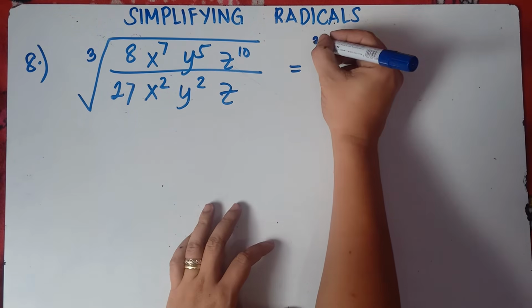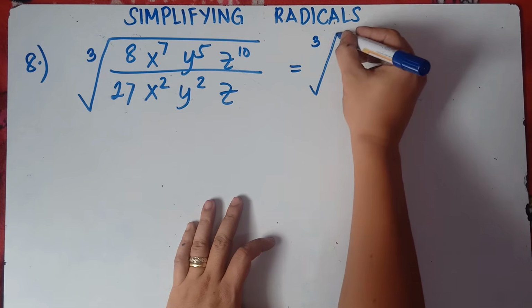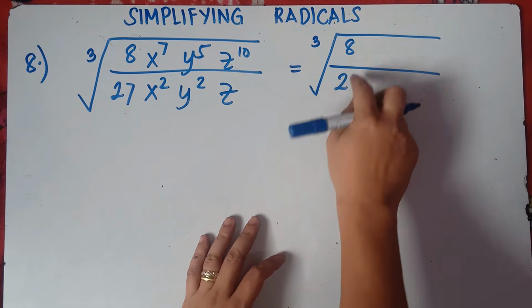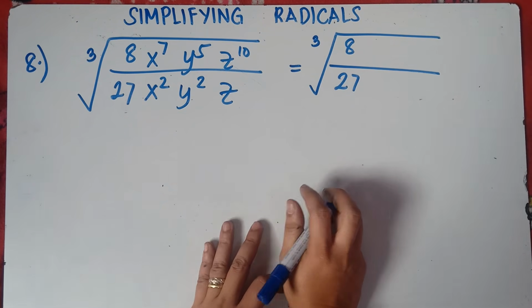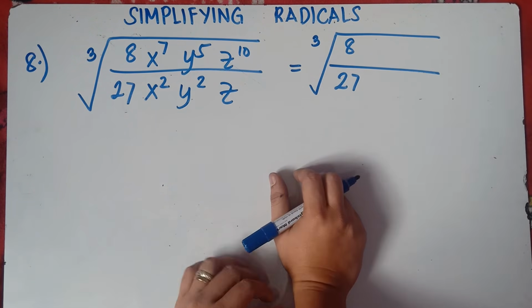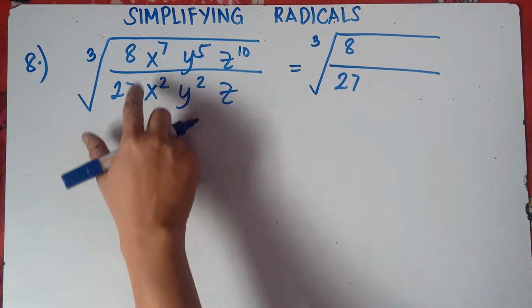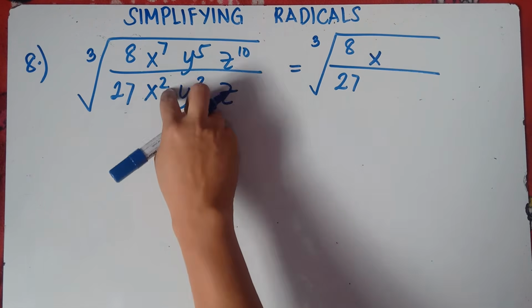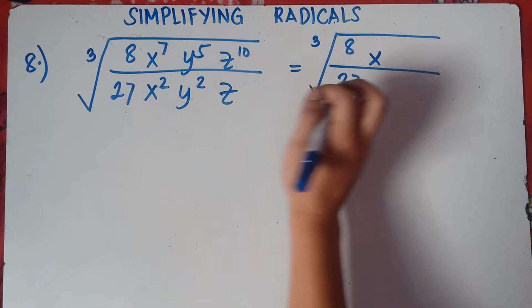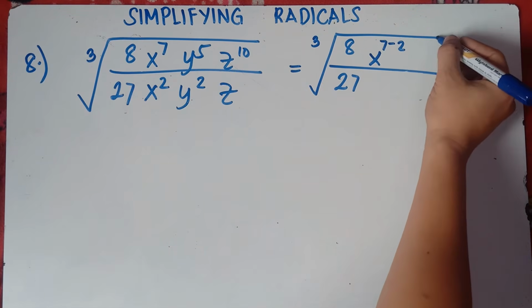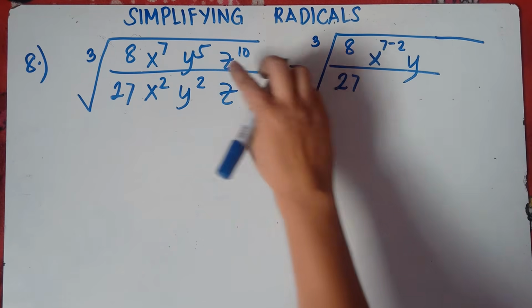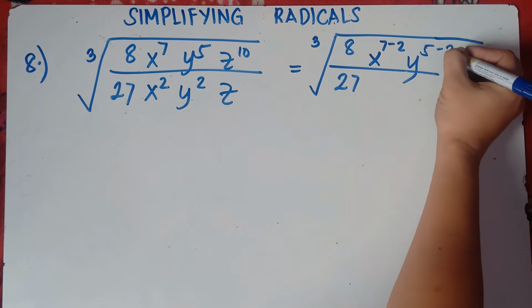So we have the cube root of 8 over 27. Since we cannot divide 8 by 27, we copy it, class: 8 over 27. Now for the same base, x, simply copy x. Then we will be subtracting the exponents, so 7 minus 2. Now for y, copy y, then subtract the exponent, 5 minus 2.